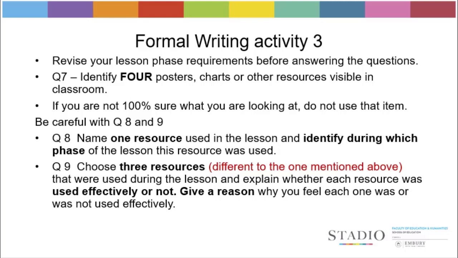Right, then also if you look at question 7, it says very clearly identify 4 posters, charts or other resources visible in the classroom. Please note it very clearly states 4. So if you write down 5, 6 or 7, only the first 4 will be marked and the rest will be scratched out. We will only mark the first 4 items, posters, charts, the resources that you wrote down in your answer. The rest will be ignored. Even if your first 4 were incorrect and your next 4 were correct, only the first 4 will be marked.